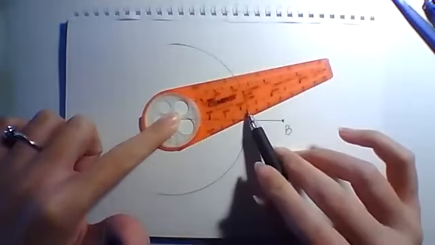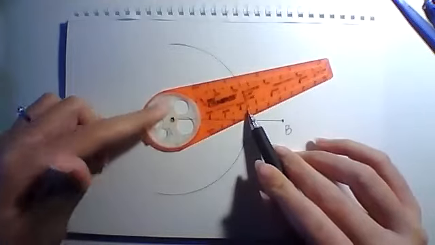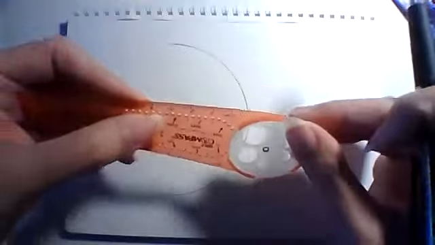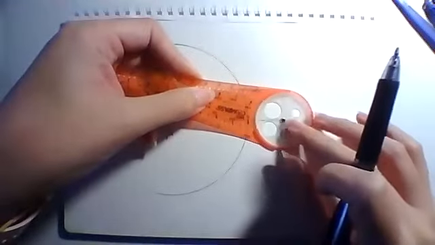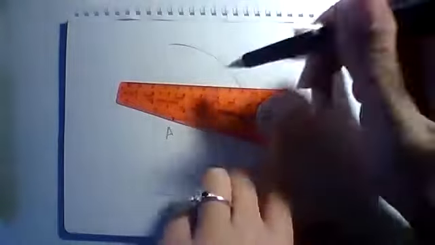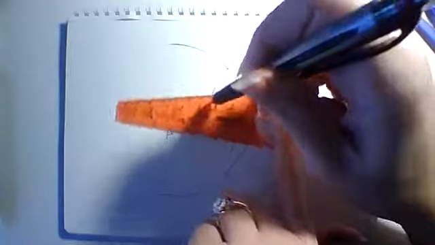Now the key here is remembering which hole you drew this arc through, because when we flip to the other endpoint, you need to use the same hole. We need to have the same distance for this to work. Okay.